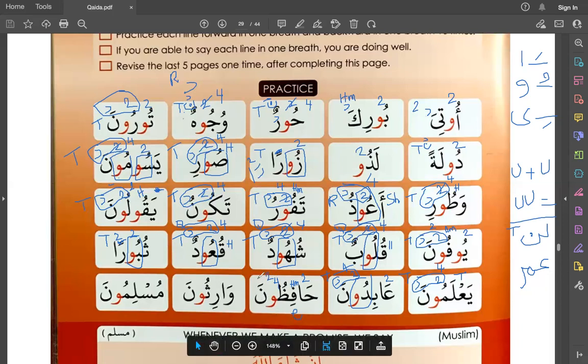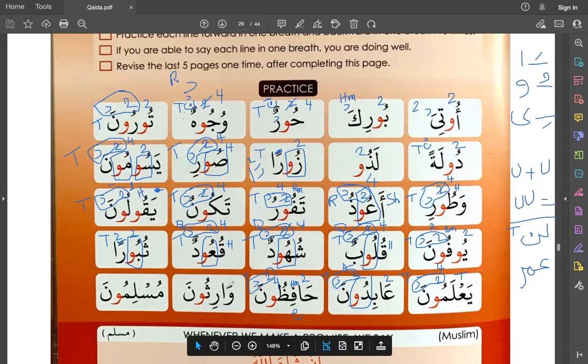Hafizuna. Na is short. How will you stop? You will give temporary sukoon at the end. Noon will get sifa of tawassut. This temporary sukoon will affect the long vowel right before it and change it into 4 counts. And this is called madd al-aarid lis-sukoon. Hafizun.